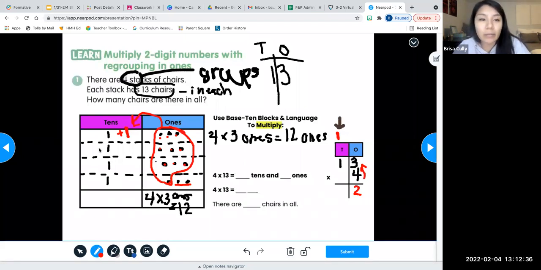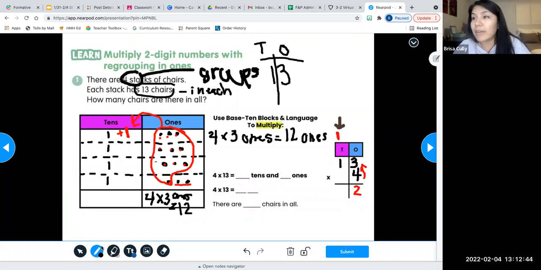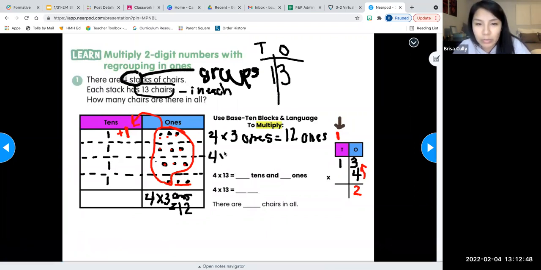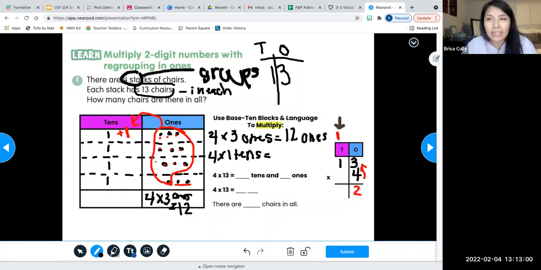I still have 4 groups of tens with 1 10 in each. I want to multiply to find out how many tens in all. So I still have 4 groups with 1 10. How many tens are there all together? Tens. Sebastian, how many tens in all?